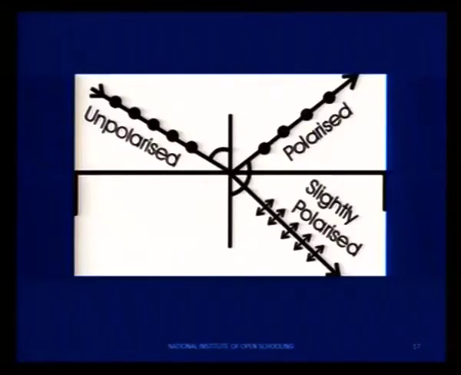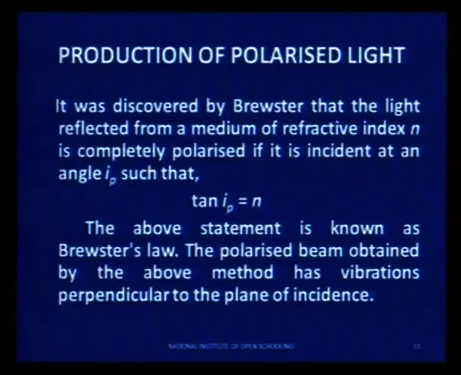Here the polarization is taking place. Unpolarized light is coming and it is going in two directions, and these two directions are mutually perpendicular. When I say mutually perpendicular directions, one is the reflected ray and one is the refracted ray, and there is a very beautiful law which we call Brewster's law. It was discovered by Brewster that light reflected from a medium of refractive index n is completely polarized if it is incident at an angle IP such that tangent of IP is equal to n.